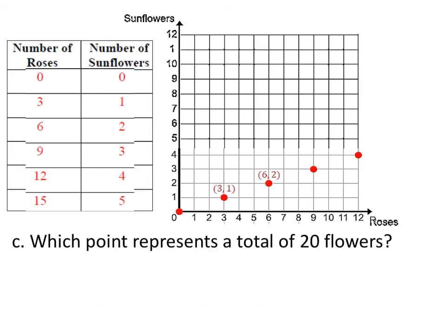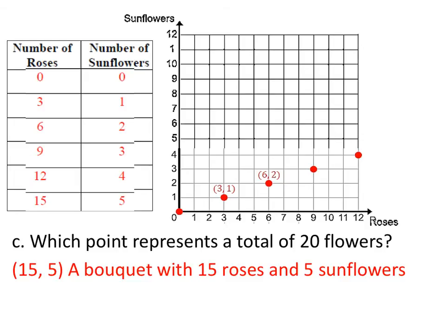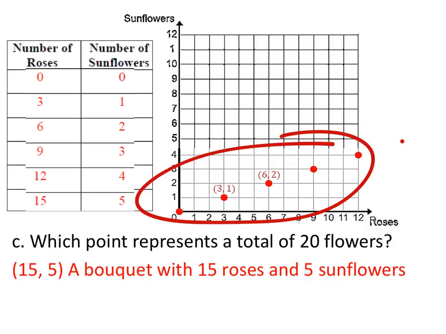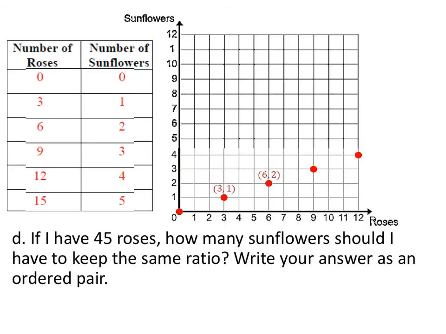And which point represents a total of 20 flowers? And we can see that it would be the next point on this graph, which would be somewhere over here, which would also be 15 roses and 5 sunflowers. None of these 5 points on the graph would work because none of them produce 20 flowers. If you have 45 roses, how many sunflowers should you have to keep the same ratio? We'll go ahead and solve this one.